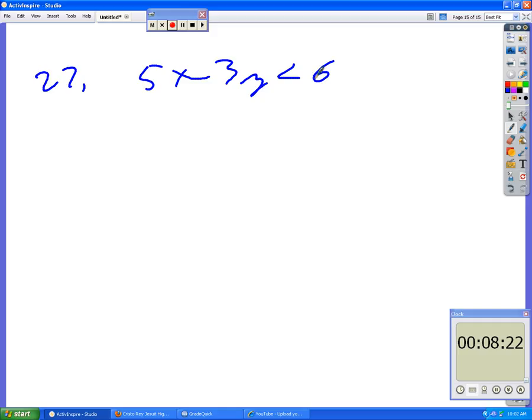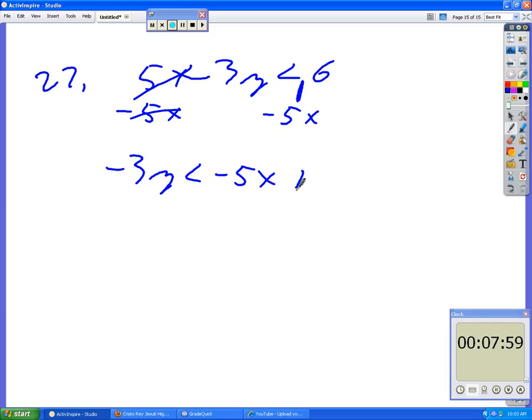To graph it, you have to get y by itself. I have to get rid of 5x, so minus 5x, and they cancel. Minus 5x here, put it here. It has to go in front of the 6. Don't put it behind it. These cancel. I now have negative 3y less than negative 5x plus 6. Now I divide by negative 3.